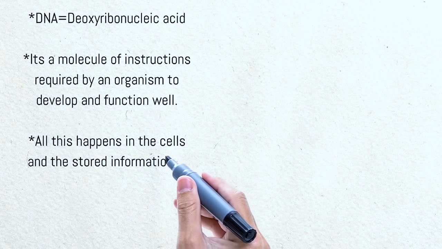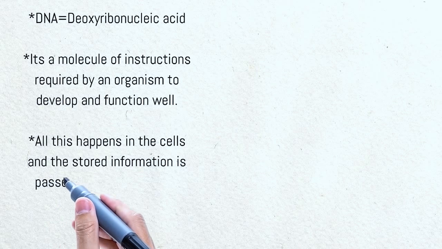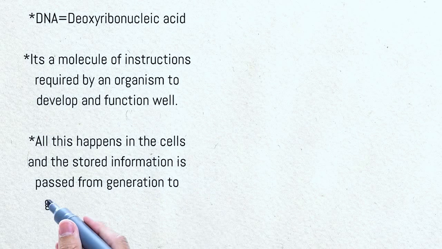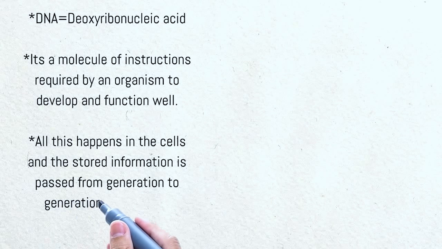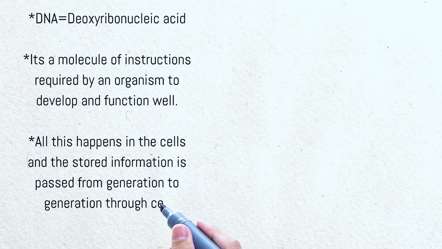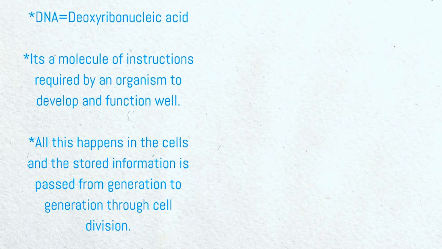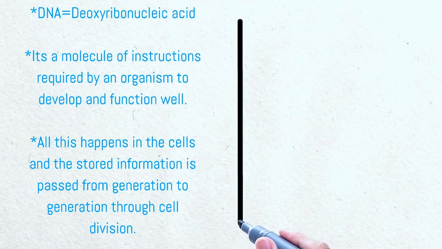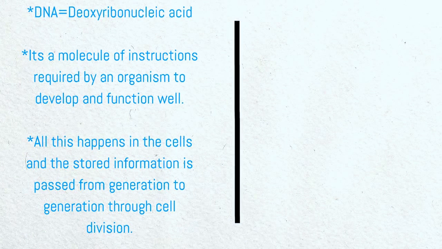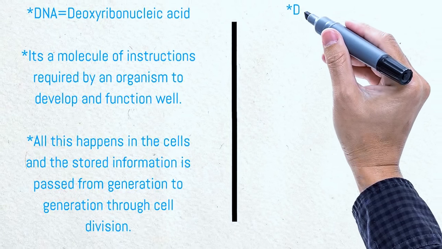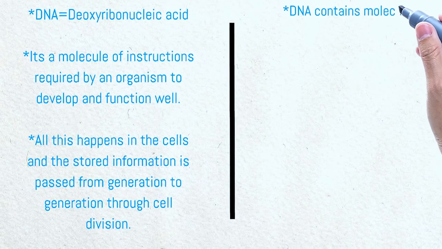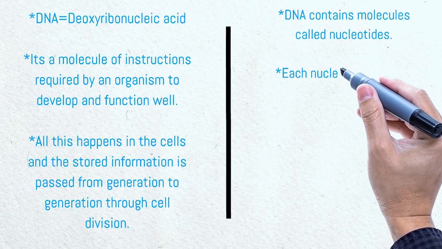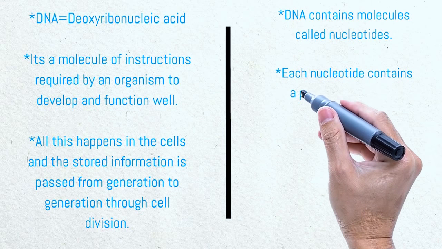Human beings or any organism have these cells in the body, and basically the stored information is passed from generation to generation through a process called cell division. Cell division is basically the multiplication of cells so that this genetic material is replicated and passed from generation to the next generation.